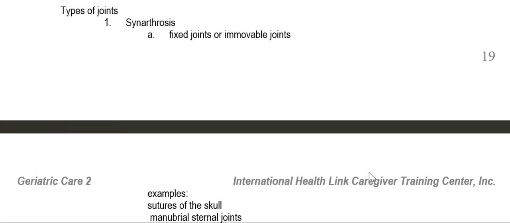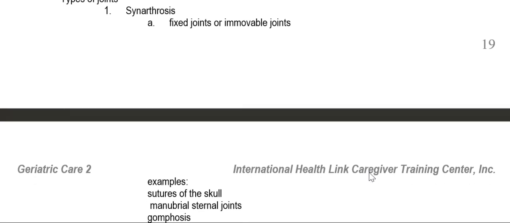And next we have manubrial sternal joints, diba? Your sutures of the skull are the joints that protect your brain. While your manubrial sternal joints, where is it? In your ribs, diba? You know your ribs. At the middle of the ribs, you have your sternum, the one that you apply force on when you give CPR.